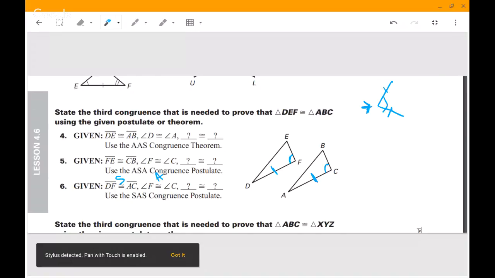Let me look at them real quick. 7 through 9. Yeah, they're going to be the same thing. So you're going to look at those things that it gives you, decide whether it's a side or an angle by how it's listed, mark it in your picture, and then look at the congruence that they want you to use. And remember that the order of those matters. And then figure out which other part you're missing.